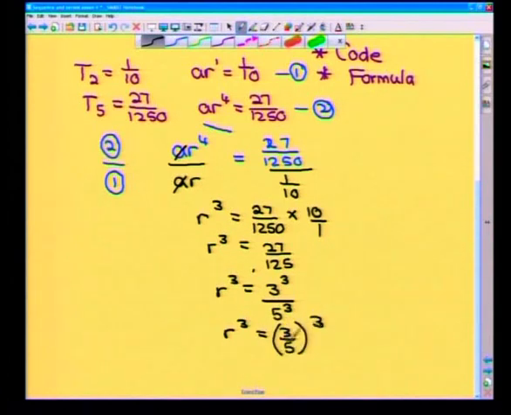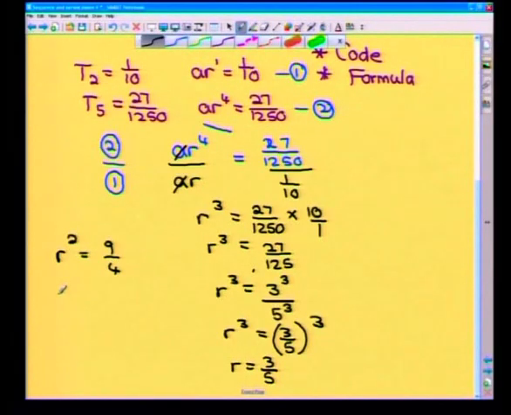Now, since they're both cubed, I could say r is equal to 3/5. Just a little warning here. If this had been r squared equals 9/4, then you must remember that you could write this as 3 over 2, all squared, but you could have had a plus minus in here.